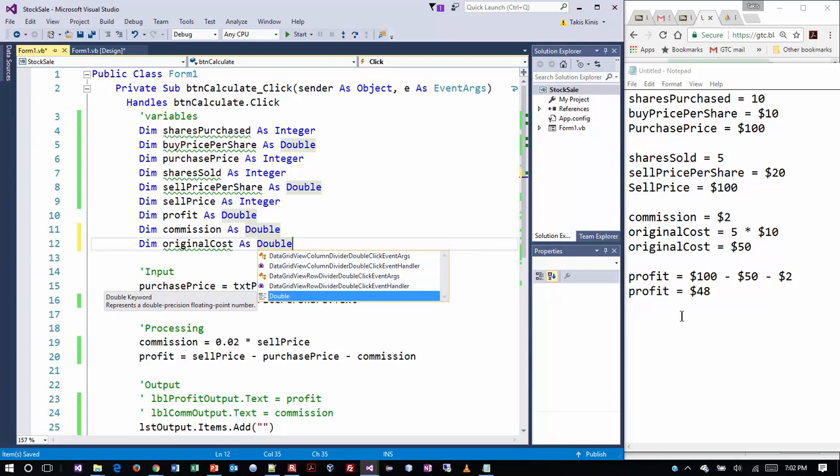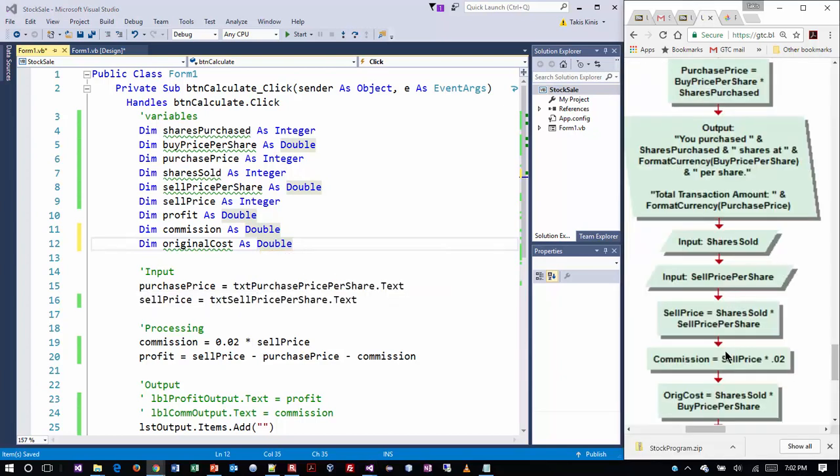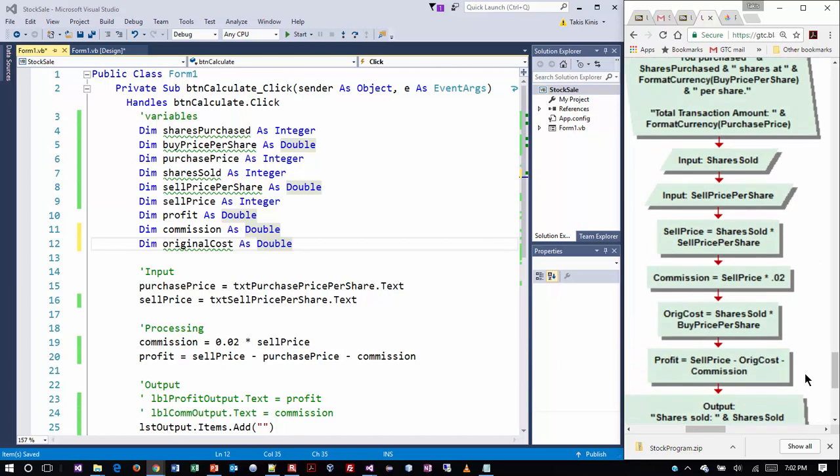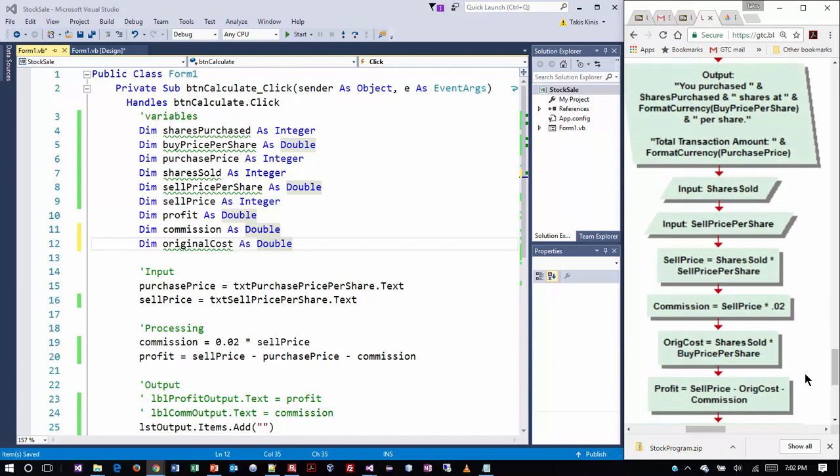Any others that we need to create? I don't think so. Let me check my pseudocode too. I think we're okay. I don't think there's any other things I need to do. So I think I have all of my variables declared. And now we have to change our input fields, right?